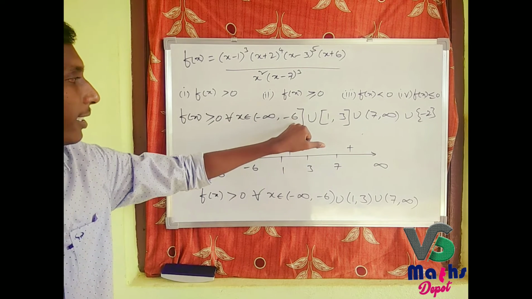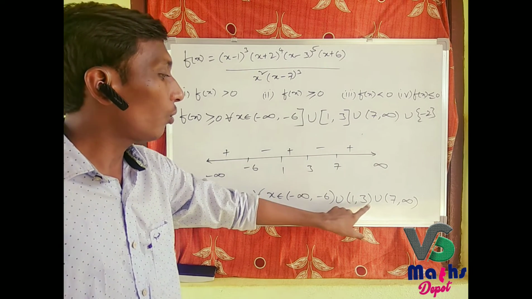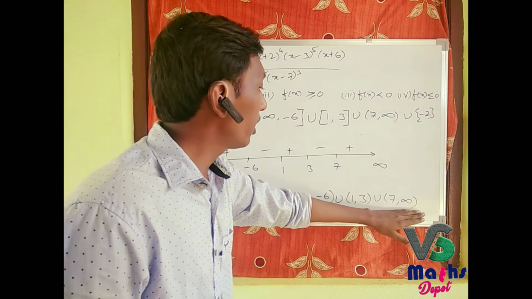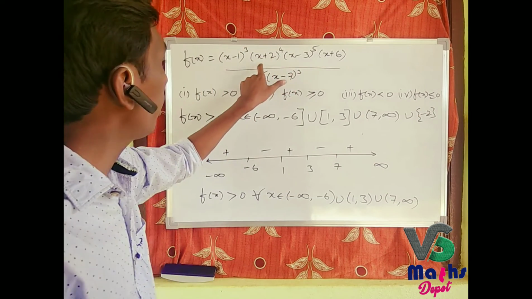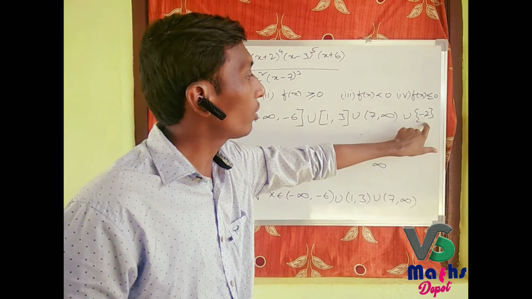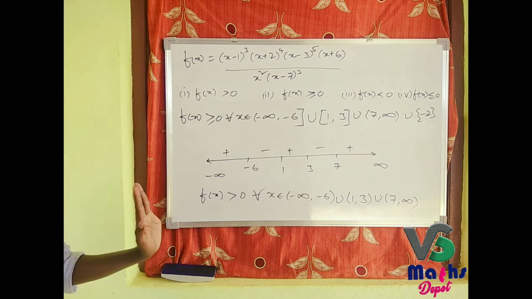So, minus 6 closed interval, and at 1 and 3 also f of x is equal to 0. So, we have to use the closed brackets, and 7 to infinity is common, but at minus 2 also f of x is equal to 0. Therefore, we have to include this value also to get the answer of this one. Now, first one and second one over, third one.